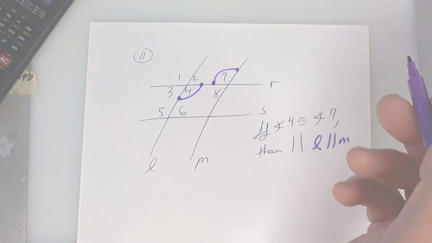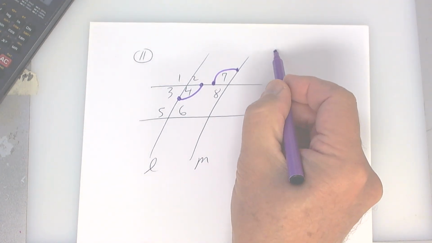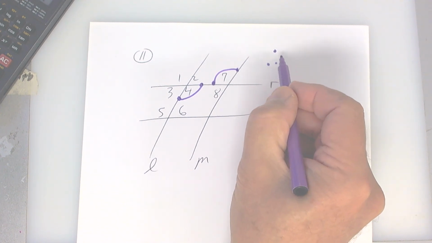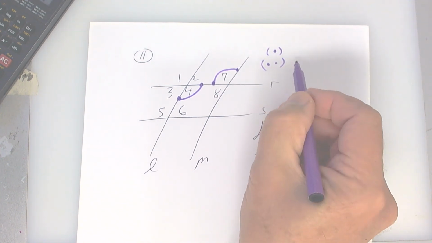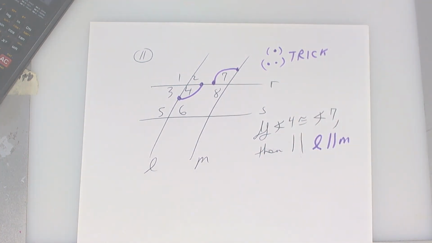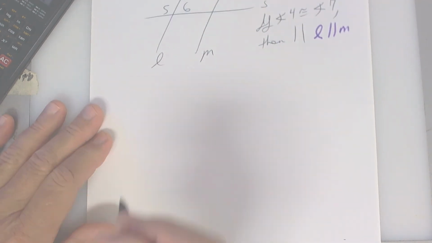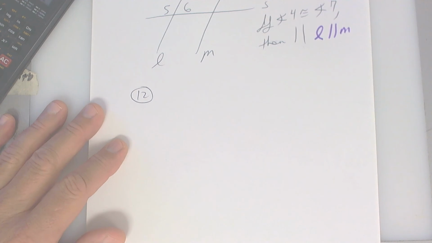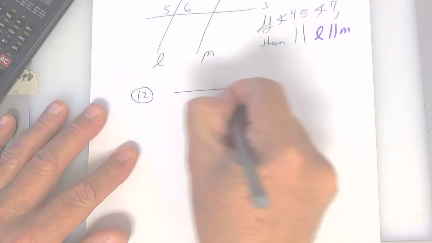I want you to call this the 1 dot, 2 dot trick. 1 dot, 2 dot trick. Especially since trick or treat is right around the corner. I want you to remember that. It's on the EOC. Next, number 12. Number 12 says find the value of X to make the lines parallel. So draw this.